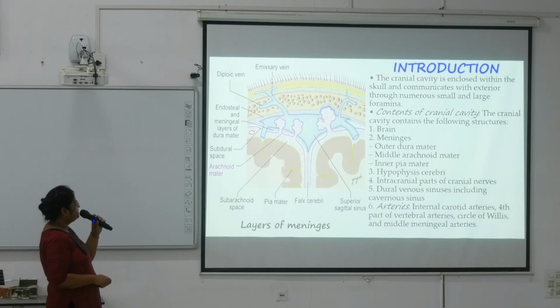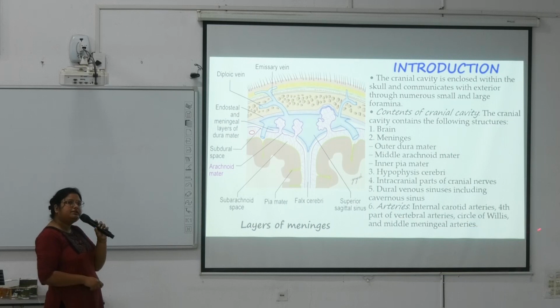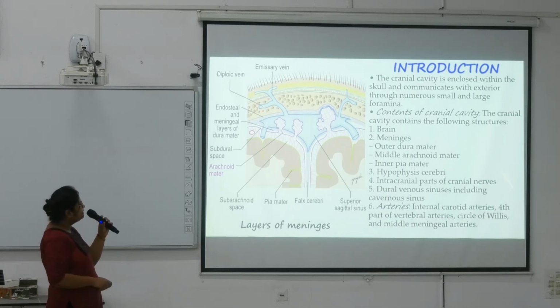Then the hypophysis cerebri, that is the pituitary gland, the intracranial parts of the cranial nerves, and the dural venous sinuses, including the cavernous sinus. Arteries are the internal carotid arteries, vertebral arteries, the circle of Willis, and the middle meningeal arteries. All these are included in the cranial cavity.